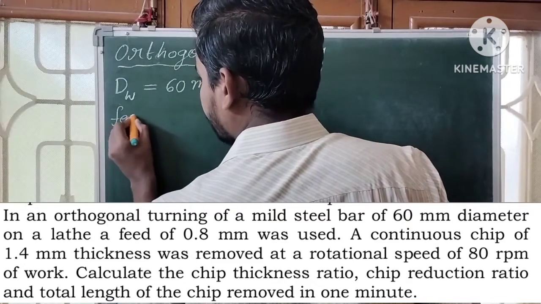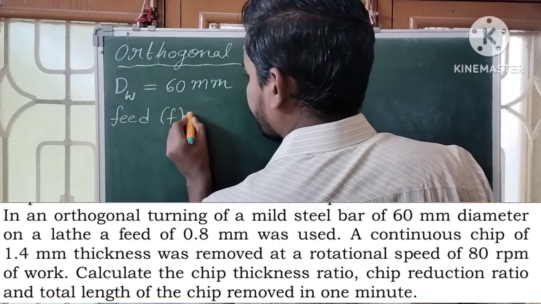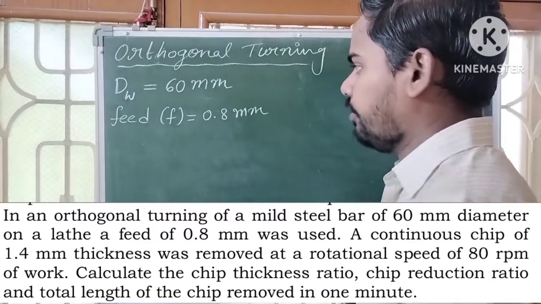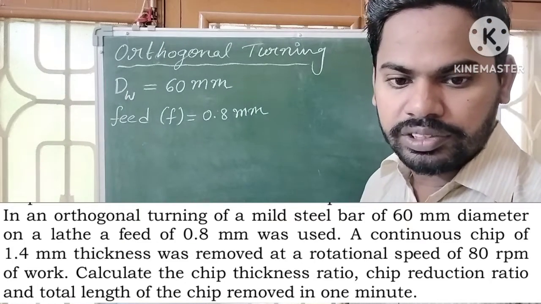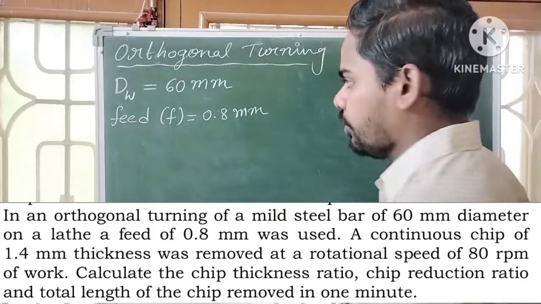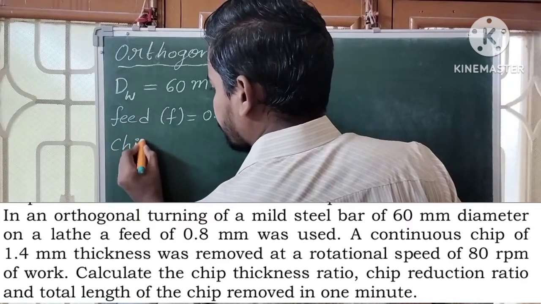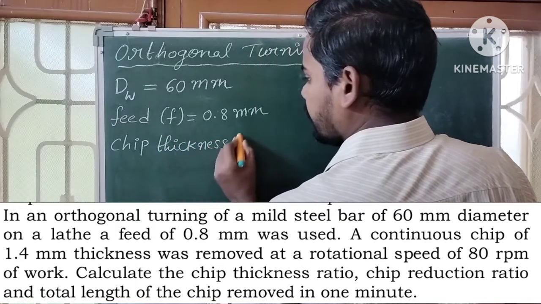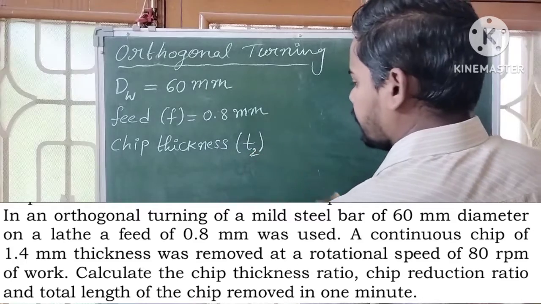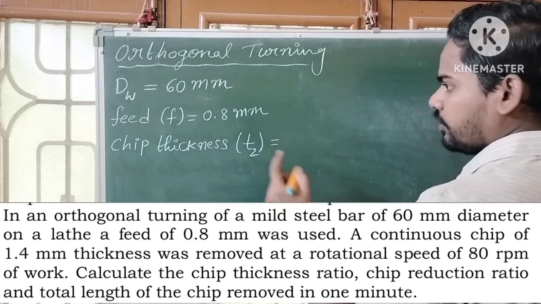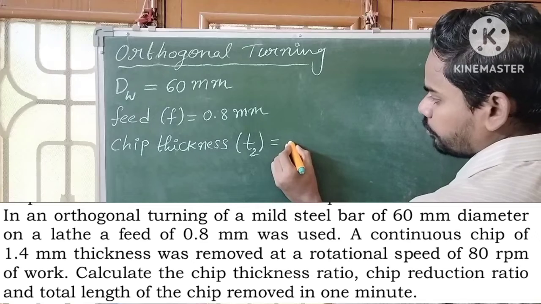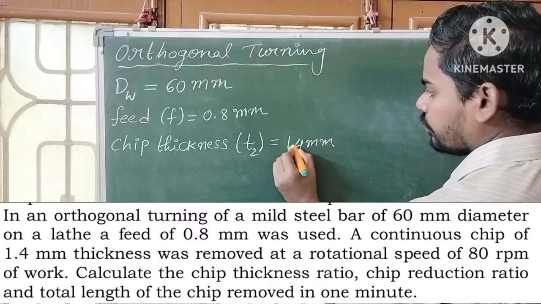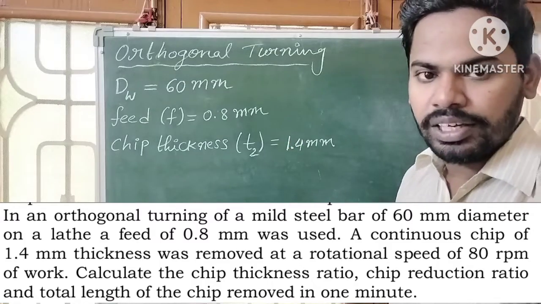Here feed F is equal to 0.8 mm. The continuous chip of 1.4 mm thickness was removed. So chip thickness, let us say T2, is equal to 1.4 mm. Chip thickness is 1.4 mm, and here you are given the feed.